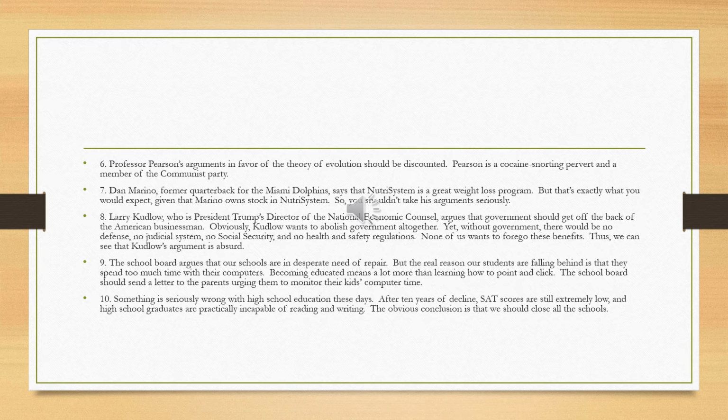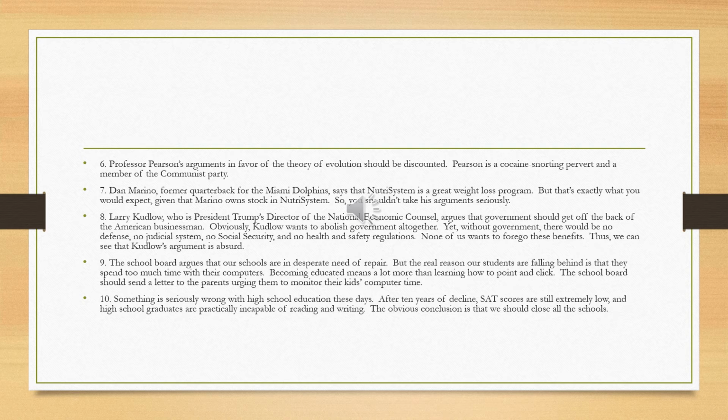So here, the idea is that Dan Marino's ad for Nutrisystem shouldn't be believed because he owns stock in the company. So therefore, what this is saying is that he's got a motivation perhaps not to be completely honest about the product. So here we're attacking the person, but not by insulting them as in number 6, but rather by undermining their motivations.